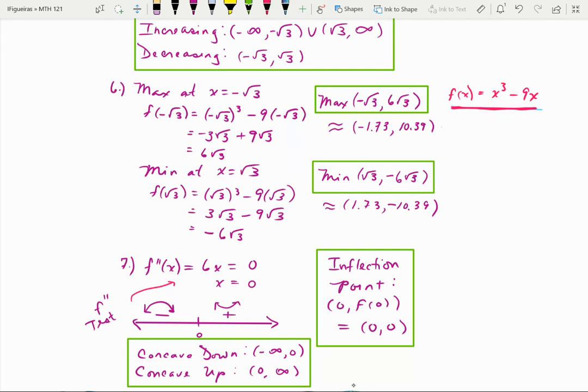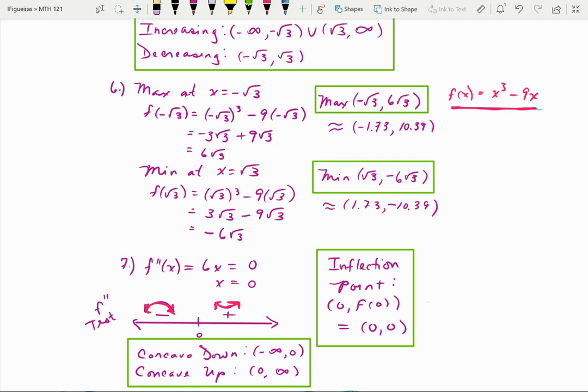A negative second derivative means that your graph is concave down, which is why I have this concave down looking shape in that interval. And if you plug in something greater than 0, it is concave up, right? So this is just a little tool to keep us organized. So in summary, it's concave down from negative infinity to 0, concave up from 0 to infinity. And because there's a change in sign from negative to positive, I can safely say that 0, 0 is an inflection point. So now let's put this all together.